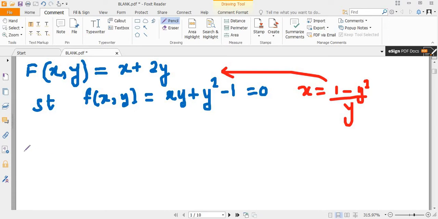The Lagrangian method starts with this format. So we have a Lagrangian function and we represent that as capital L.